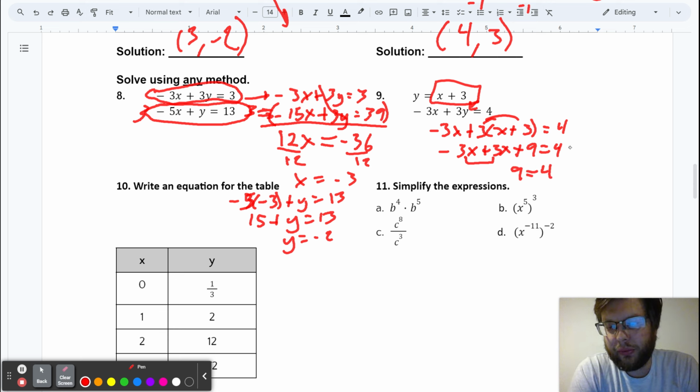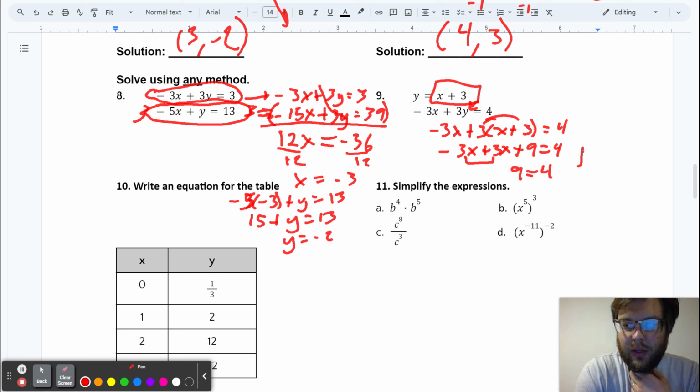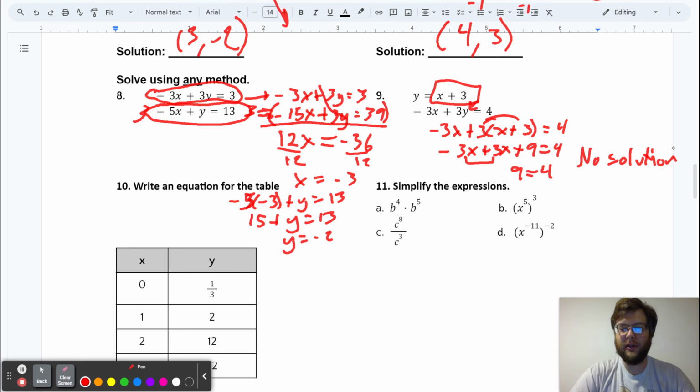So I have 9 equals 4. And we talked about that earlier this video, that if all your letters are gone and you have numbers left over that aren't equal, you write down no solution. What that means here, if you think about it like a graph, it means that our lines never cross over each other.